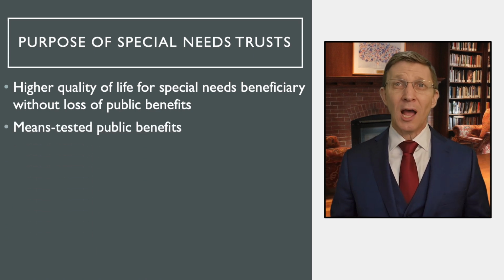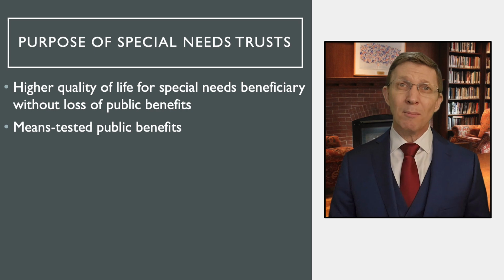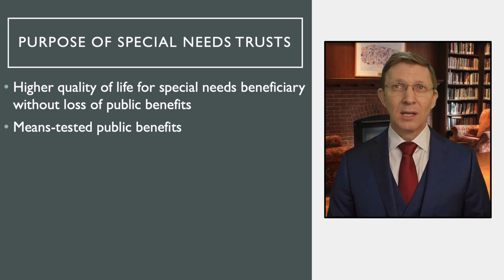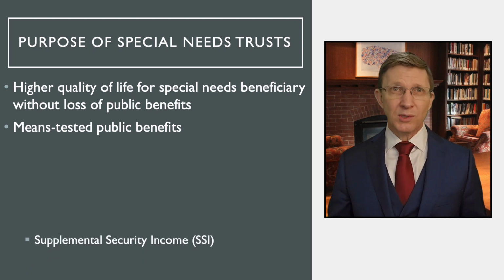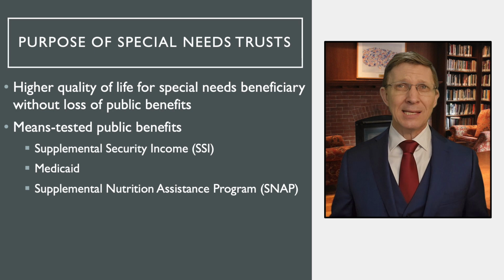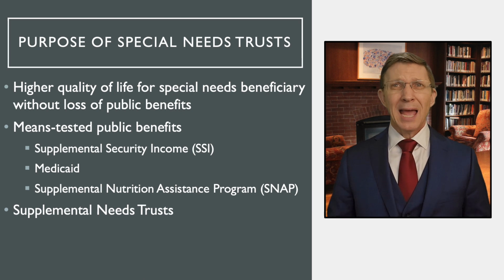Means-tested public benefits are reduced or lost when a special needs individual's income or, in some cases, assets exceed certain limits. Such benefits include Supplemental Security Income, Medicaid, and food benefits. Because SNTs supplement but do not replace benefits, they are also called supplemental need trusts. SNTs come in three basic types.